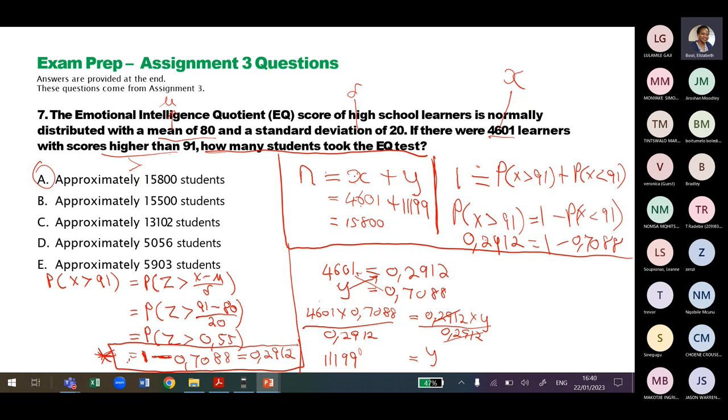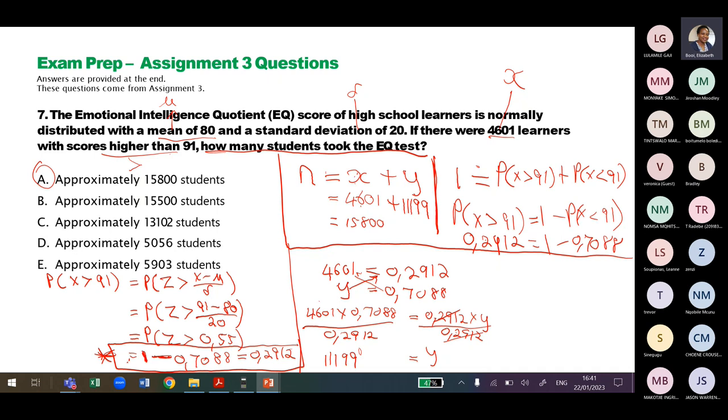So if we know that X amount of students wrote the test and they got more than 91, and they told us those X amount are 4,601, we already know those ones and we know their proportion. So 4,601 students is equal to 0.2912, because those are the proportion. The number is equivalent to the proportion. What we don't have is those who got less than 91%. But we know the proportion of them.